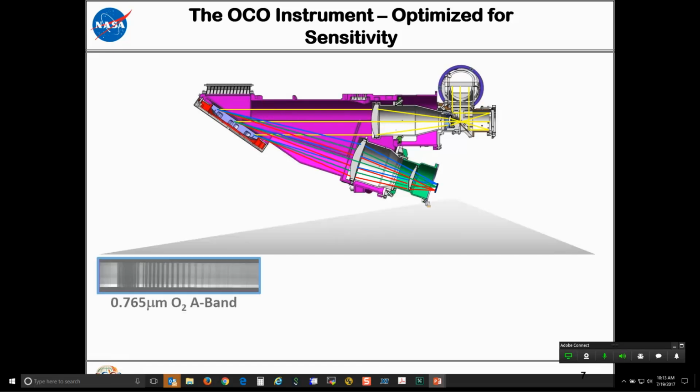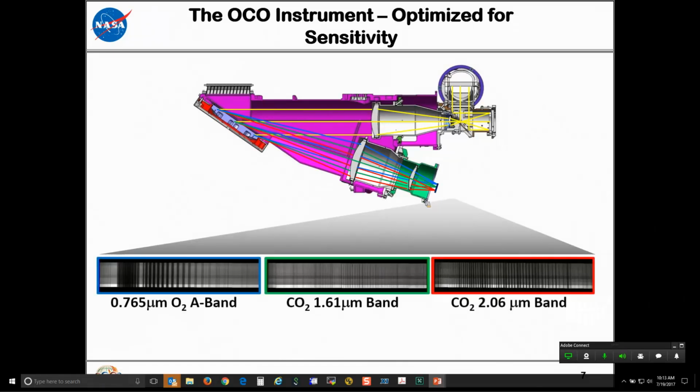The spectra look like those shown here. These are actually the first light spectra collected by OCO2 back in August of 2014. What we see here is that the spectrometers disperse the spectra along a 1016 element array of a detector. We use a silicon array in the A band, and we use HgCdTe arrays in the 2 CO2 bands.